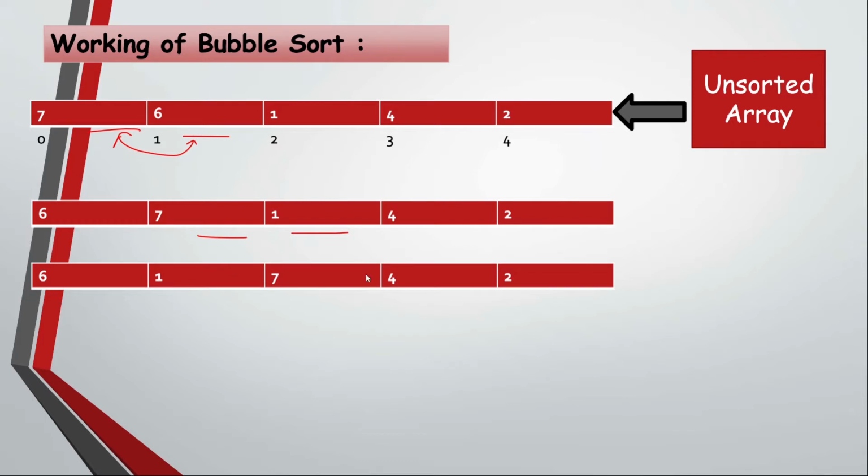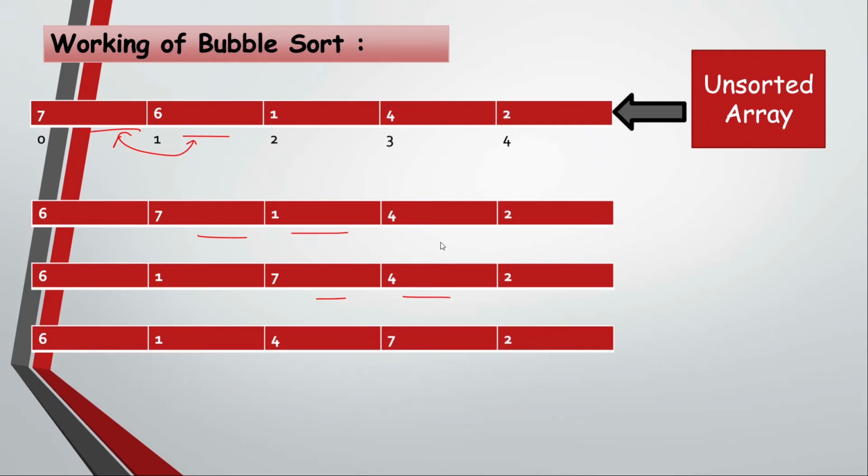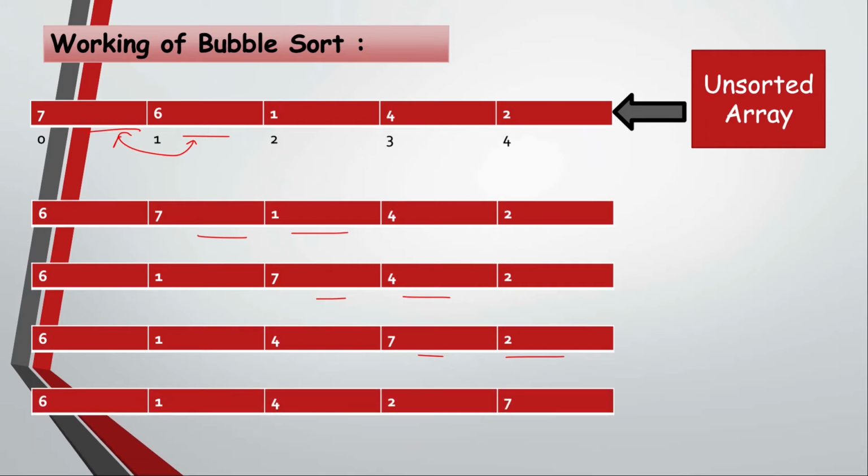Now the next two adjacent elements are 7 and 4. Again we'll compare these two, and we'll find that 7 is greater than 4. Again we'll swap their positions. Now the last two adjacent elements remain 7 and 2, and the greater one among them is 7. So again we'll swap their positions. Now you see here we have reached the end of the array and compared all of the adjacent elements. So this whole set of operations here is called a pass, and here we have finished the first pass.